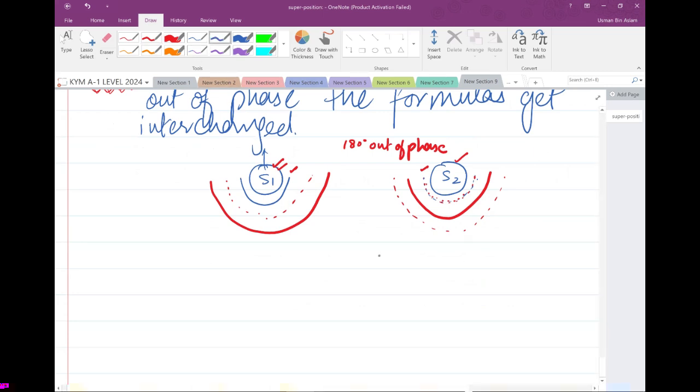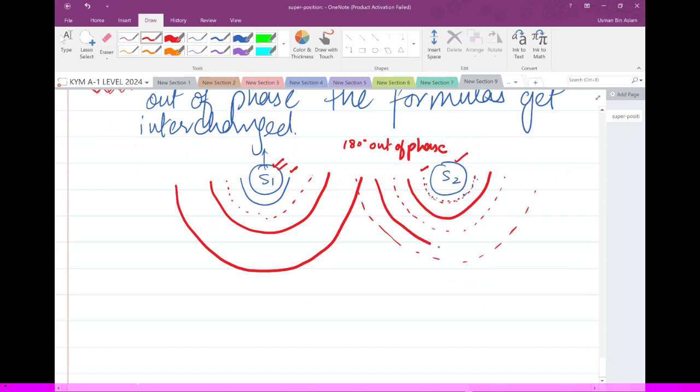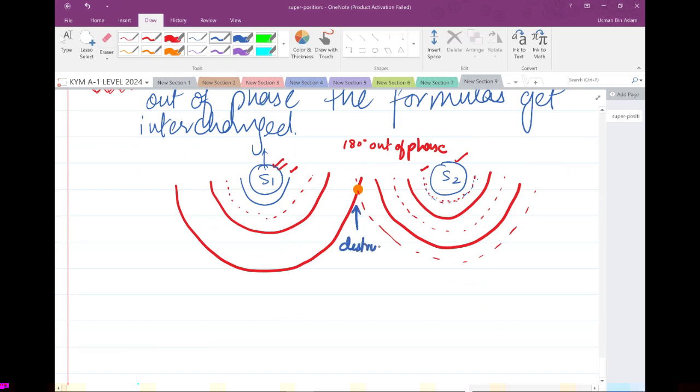We don't need to go through the entire process. I will just show you one calculation so that you know how the formulas are going to get interchanged. Here, for this point only, this is the one that I'm going to show you. We can see that here there is a bold line from S1 and there is a dotted line from S2. This is indicating that at this point there will be destructive interference.